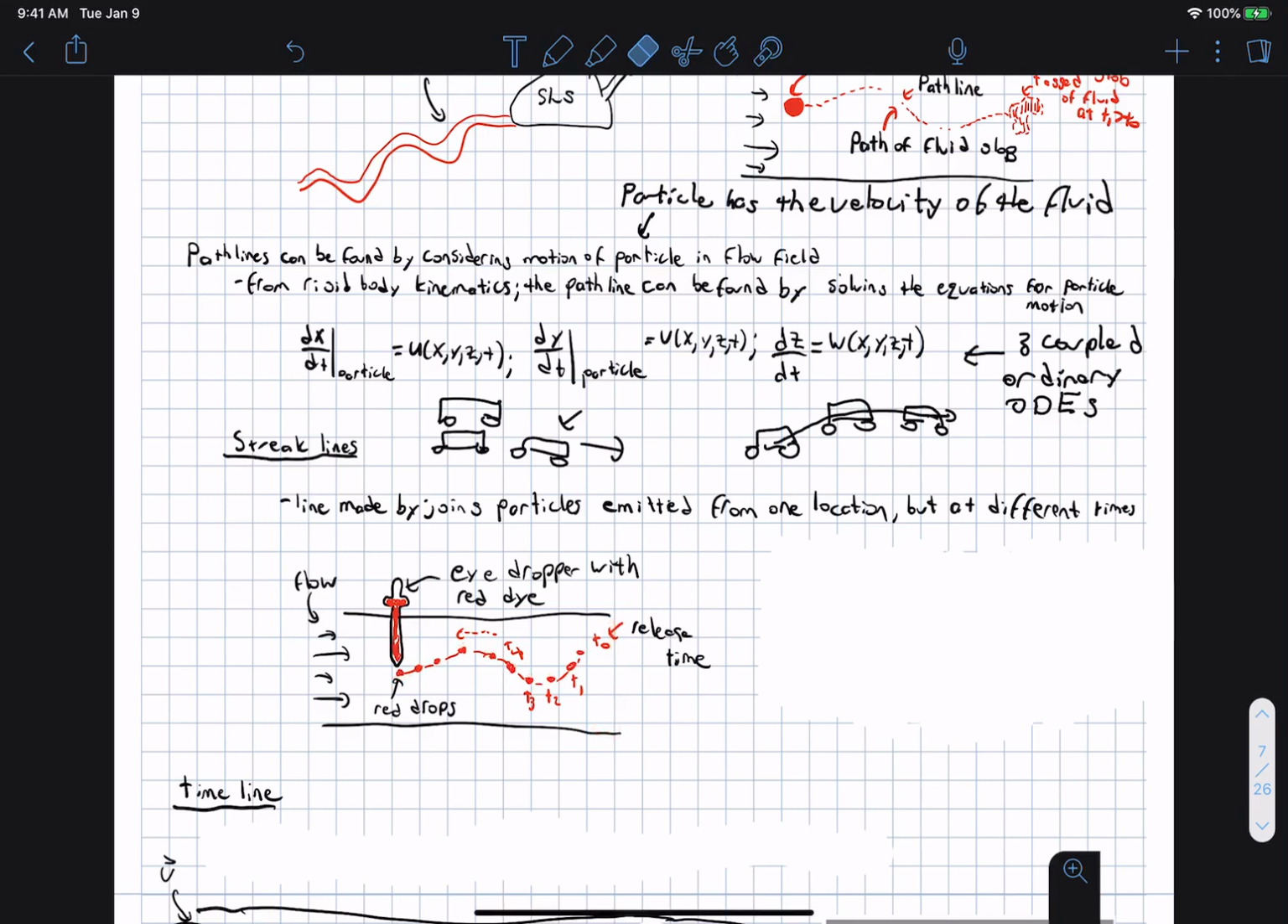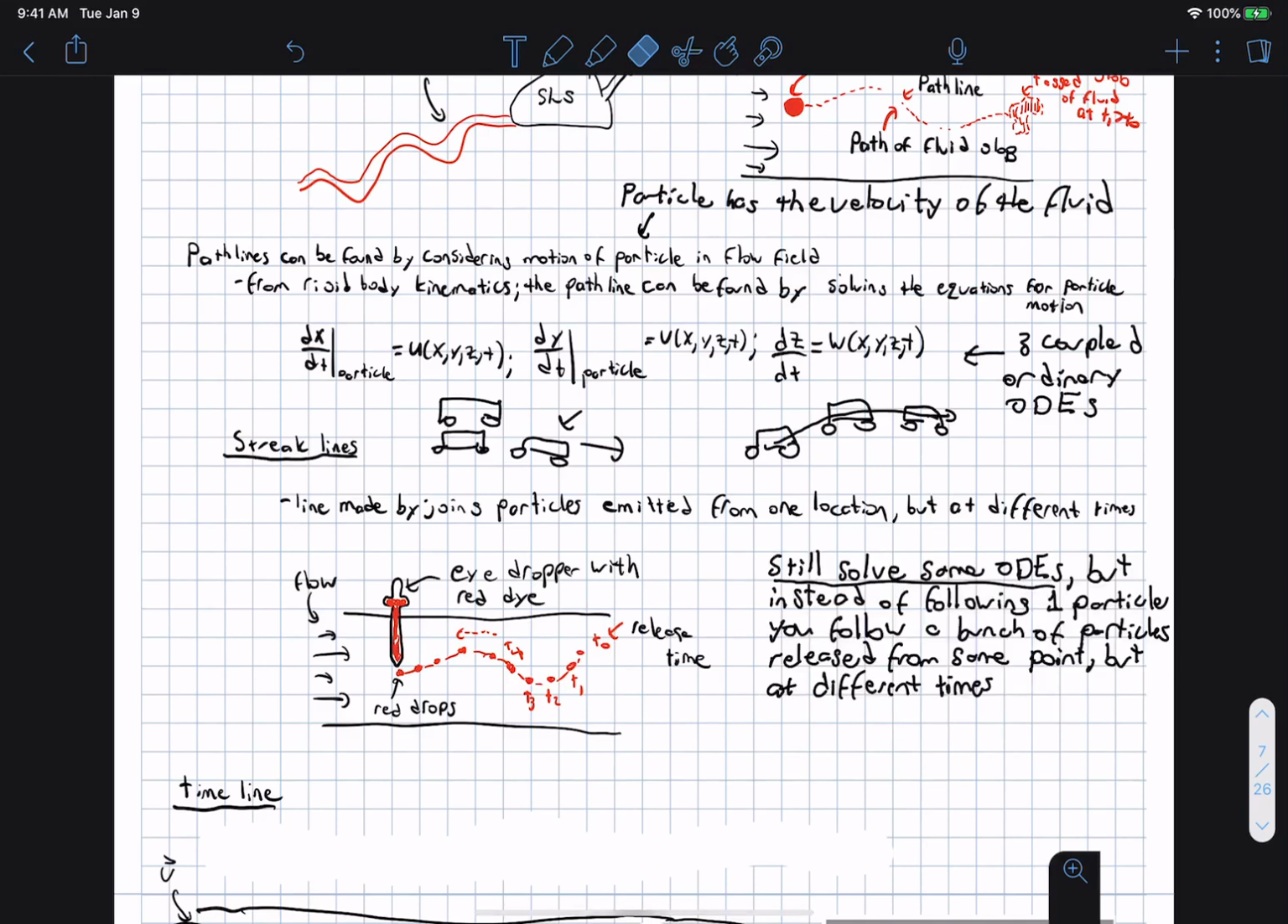Okay, but in general, since we're just considering the position of various particles, you still solve the same ordinary differential equations to get the particle position, but instead of following one particle, you follow a bunch of particles that are released from the same point, but at different times. And then you just connect the dots with the different particles.